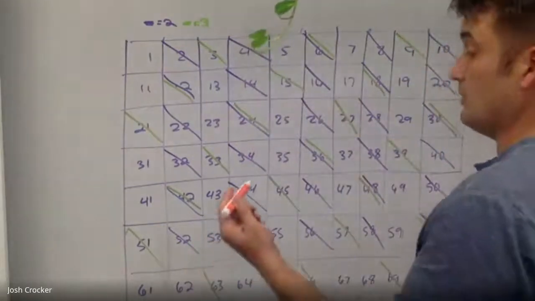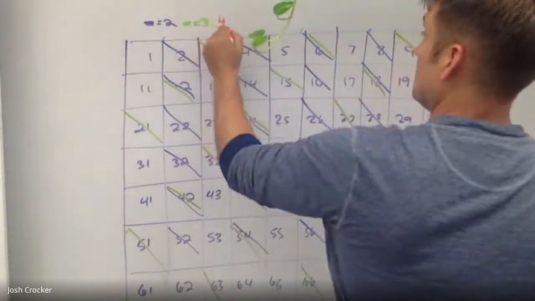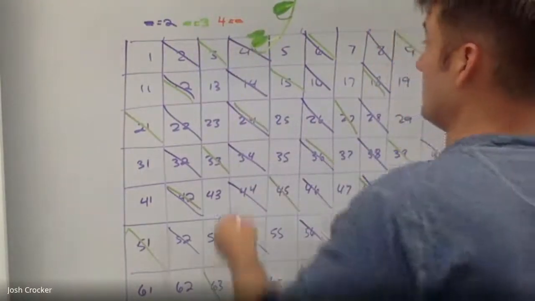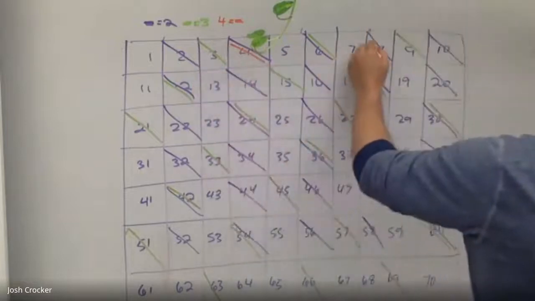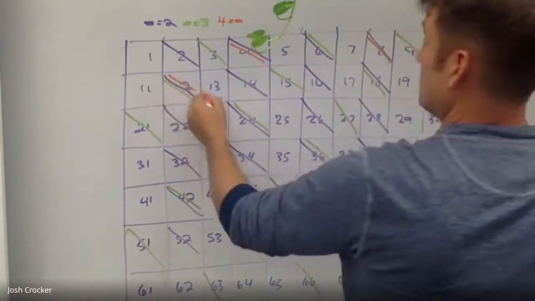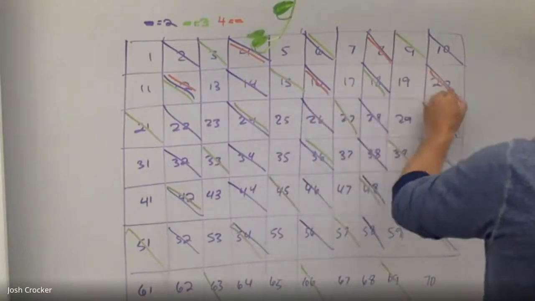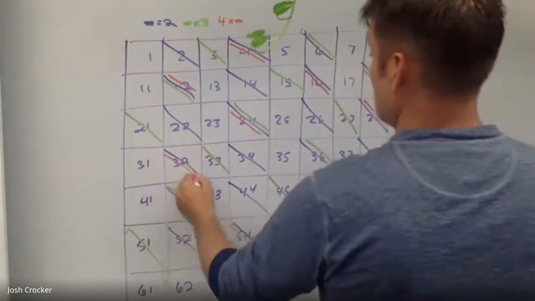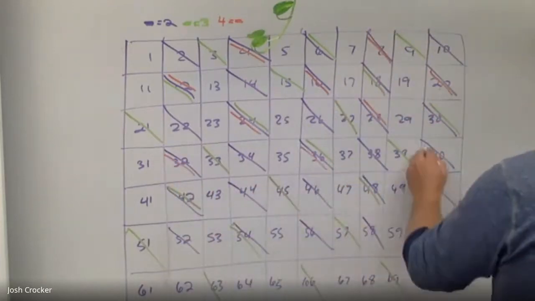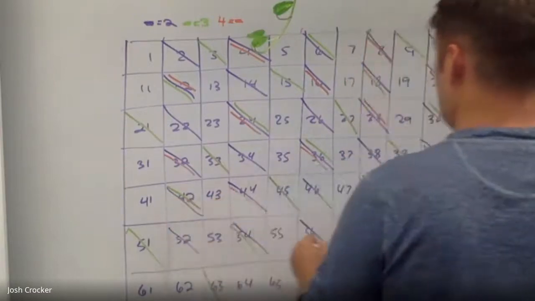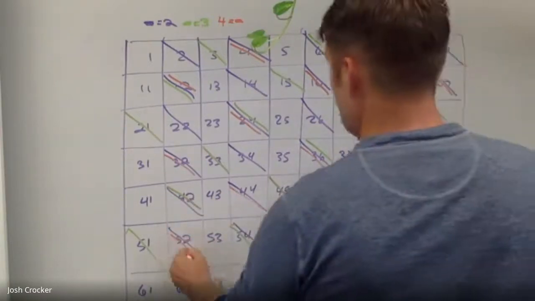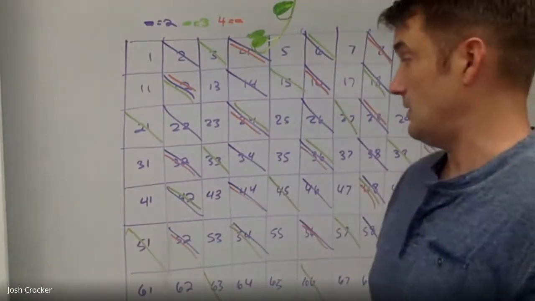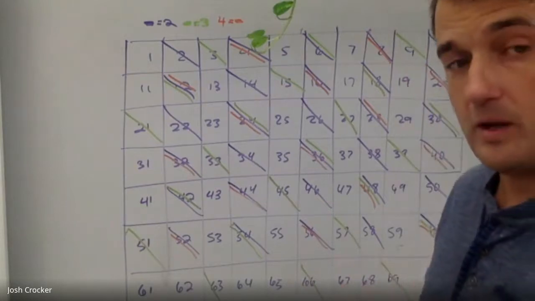Okay, we're going to keep going on. 4s equals orange, okay? So here we go. Starting at 4. 4 plus 4 is 8. Plus 4 more is 12. 16, 20, 24, 28, 32, 36, 40, 44, 48, 52, 56, 60.